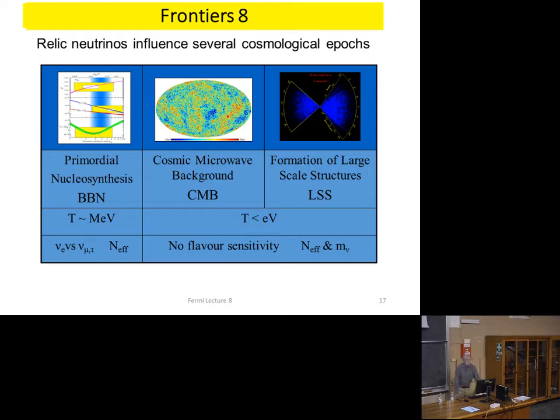Relic neutrinos then influence several cosmological aspects. The relic neutrinos are the ones that I said come from the very, very early universe, and they affect things in cosmology. First is how primordial nucleosynthesis worked. That's how we started making particles, and that happened when the temperature was something like an MeV at high temperature and things cooled down.